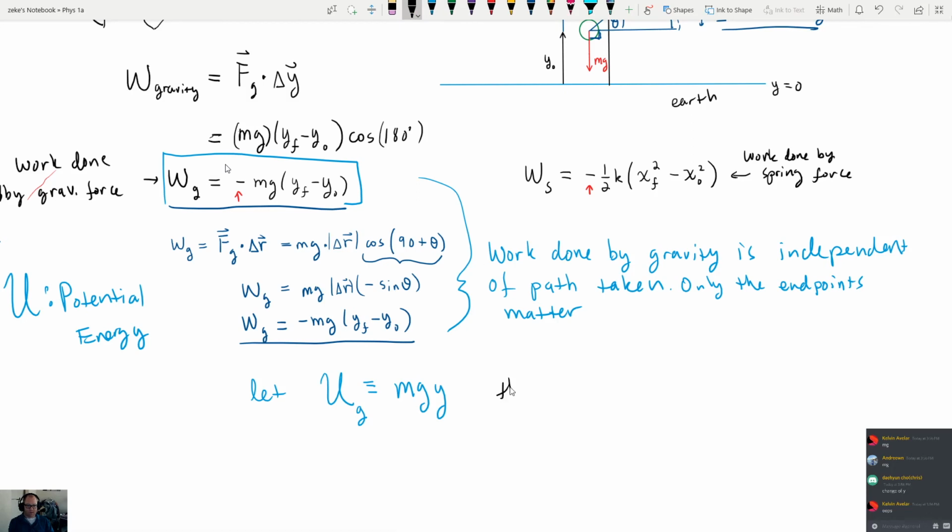Then the work done by gravity is going to be equal to the negative of the change in U, because you have mgy final and mgy initial here. And then we can basically say in general that the work done by gravity is equal to the negative of the change in this quantity that we're calling potential energy.